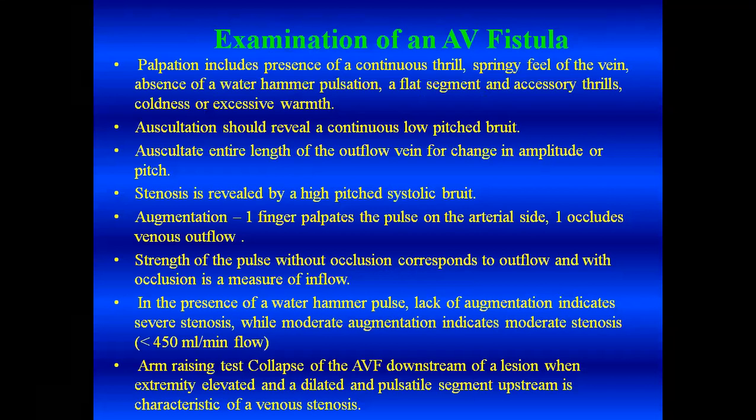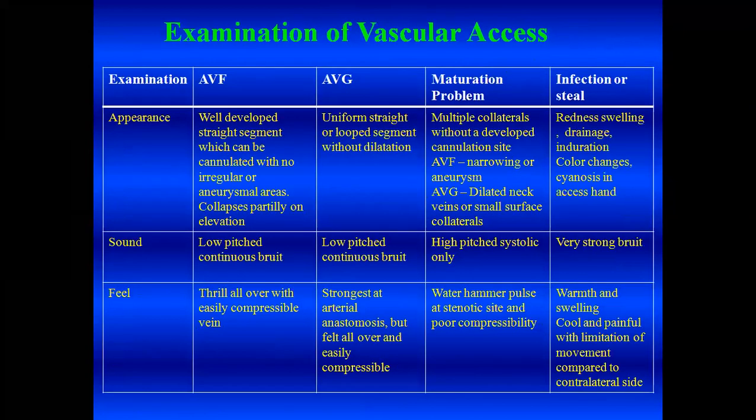When we palpate, we look for a presence of a continuous thrill, the springy feel of the vein, no water hammer pulses, and auscultation should have a continuous low pitched bruit. A pure systolic high pitched bruit indicates a local stenosis. We move on to carrying out the augmentation test and the arm raising test, where the collapse of the AVF downstream of a lesion indicates the presence of a venous stenosis.